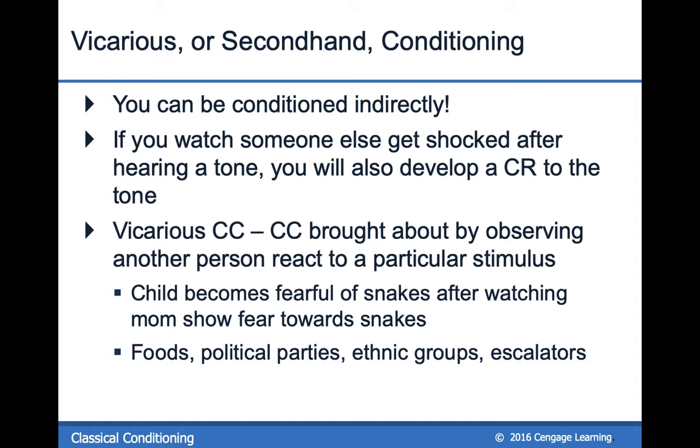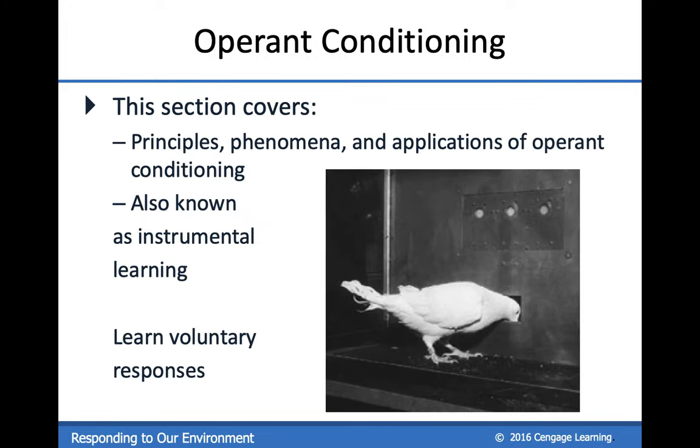So we can get vicarious classical conditioning to foods, political parties, ethnic groups, and even silly things like escalators or airplanes and things like that. So it doesn't have to happen directly to you. You can actually learn from other people and have this reflex response of fear or aversion to these things, even though you never experienced the negative effect yourself. All right, so we're going to stop here, and next we're going to be starting on operant conditioning.